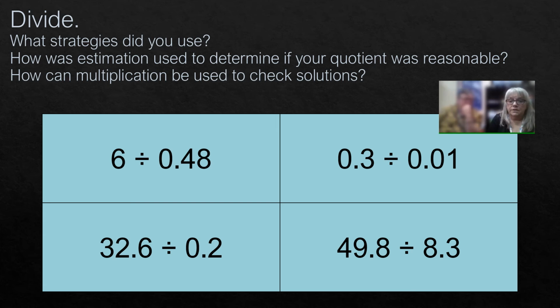You're exactly right, Daryl. And our last one, 49 and 8/10 divided by 8 and 3/10. I can really round those both to whole numbers, and I want to think about compatibility. So 8 times something is going to give me something close to 49, and I know that 8 times 6 is 48. So I would probably change that 49 and 8/10 to 48 and divide it into groups of 8, and I should have 6 of them. So my quotient should be close to 6.